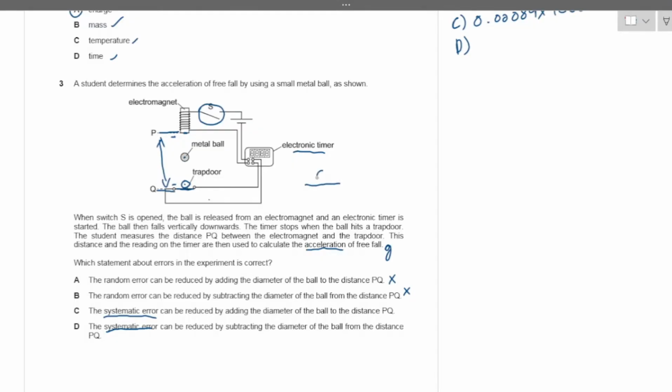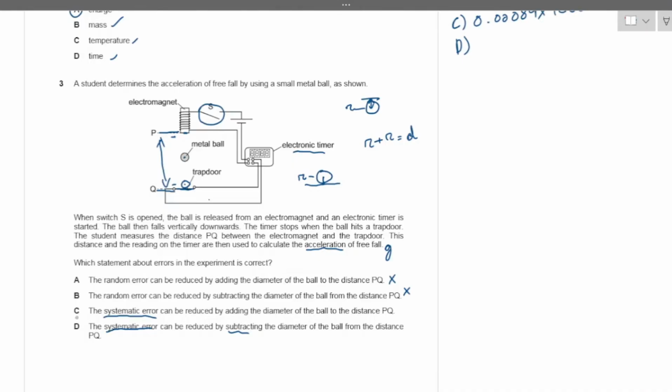This is the trapdoor, and the question says as soon as the ball touches it, the electronic timer stops. If you're going to find the center of mass, it is just a distance of one radius. Similarly, if you look at the top part of the electromagnet and the ball, the distance from the bottom of the electromagnet to the center of the ball, assuming it's a uniform ball, is again r. And r plus r gives you the diameter. Therefore, you're going to subtract the diameter of the ball from the distance PQ, because the actual height fallen by the center of gravity of the ball is lesser than the total height PQ.